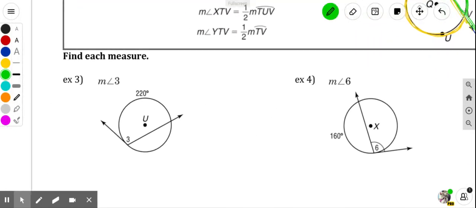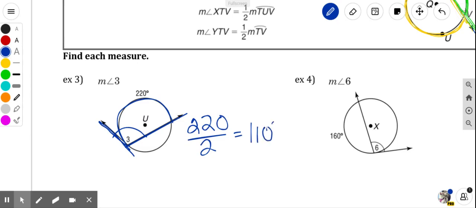See example 3 here. We have this tangent. We have this secant. Notice this angle is formed. So this angle 3 is half the measure of the arc. So you're just going to do 220 divided by 2 to get that. It's 110 for the measure of angle 3. Again, that's a straightforward one.